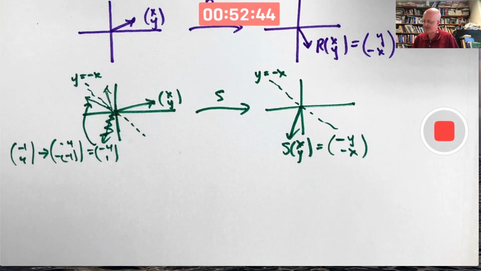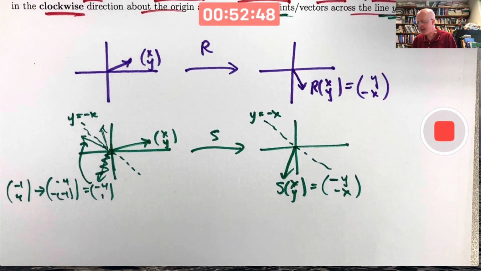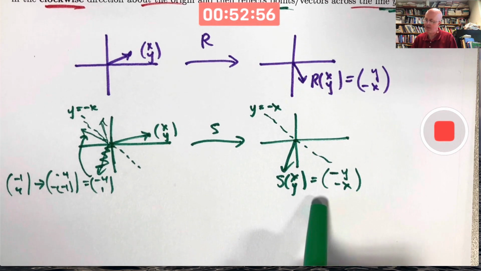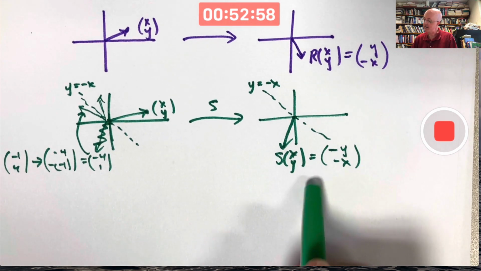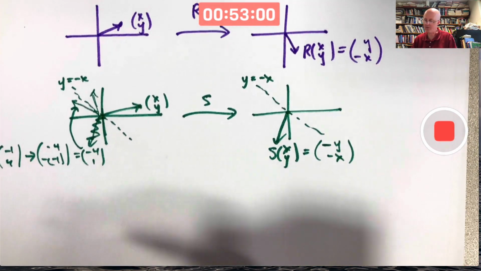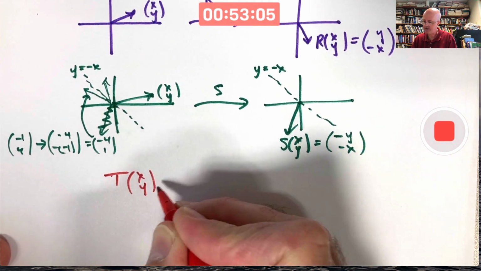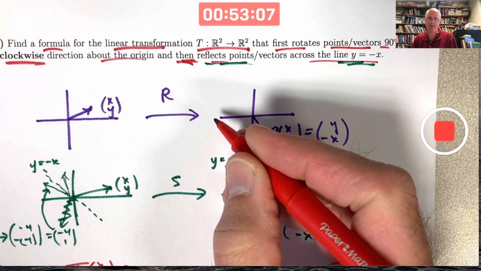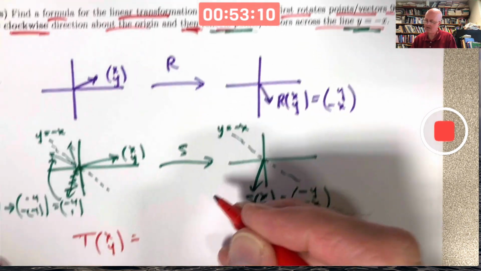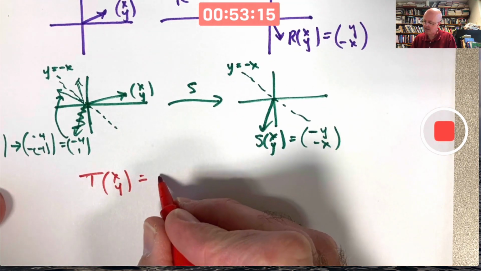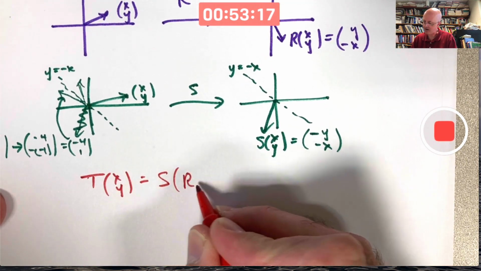So, this is not obvious, okay? And maybe a little too hard for this kind of exam unless I'd done examples like this. It's tricky that this would be the formula for this. But these, I believe, are correct. And T then is going to be the composition of these. T of x y: do R first, then S second. Rotate first, then reflect. So as a composition, that's S of R of x y.